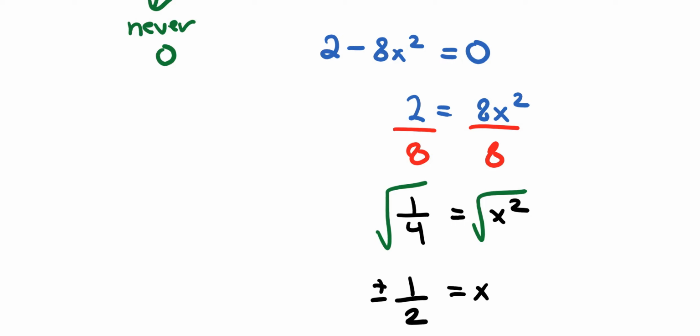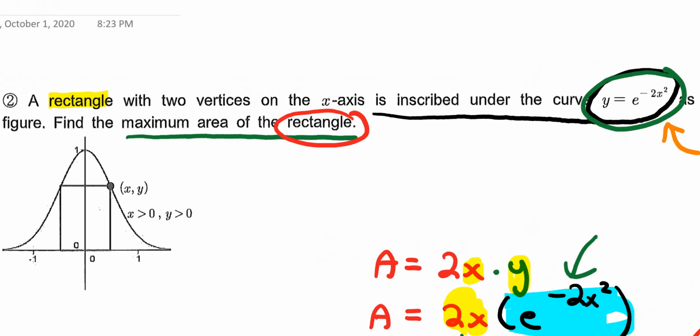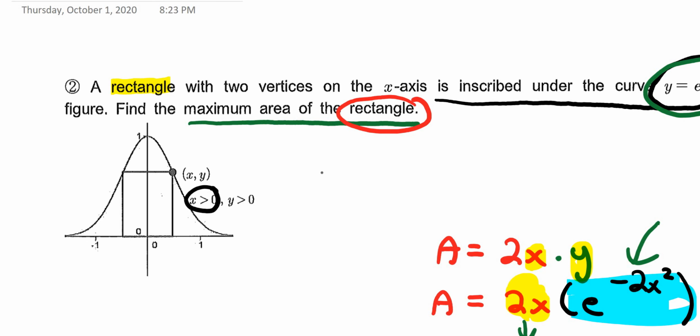Okay, in this particular problem, although we get x equals plus or minus 1/2, I believe that the x has to be positive, so we now know that x equals just positive 1/2. So we need to reject the negative answer. And now I need to find the maximum area.